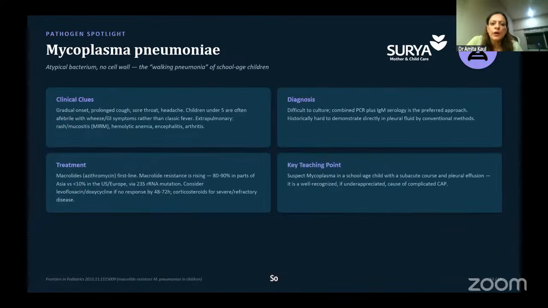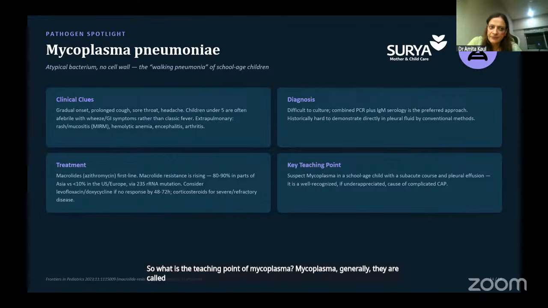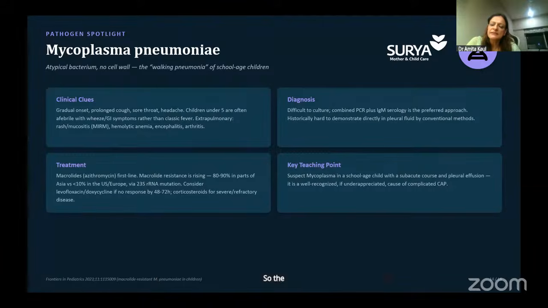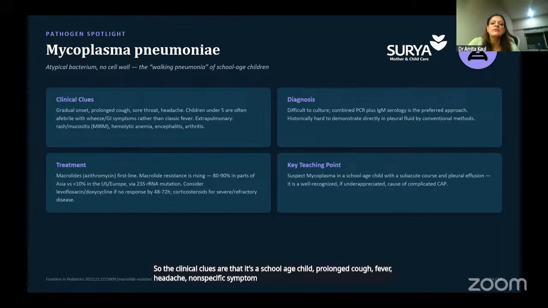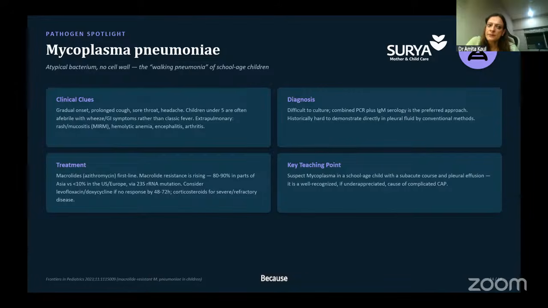So what is the teaching point of Mycoplasma? Mycoplasma are generally called walking pneumonias, and they don't have cell walls. So all your antibiotics which act on the cell wall, like ceftriaxone, will not act. The clinical clues are a school-age child with prolonged cough, fever, headache, and non-specific symptoms. Sometimes they come with extrapulmonary symptoms, which could be a rash, hemolytic anemia, encephalitis, or arthritis, which is basically because of the immune response to the bacteria.